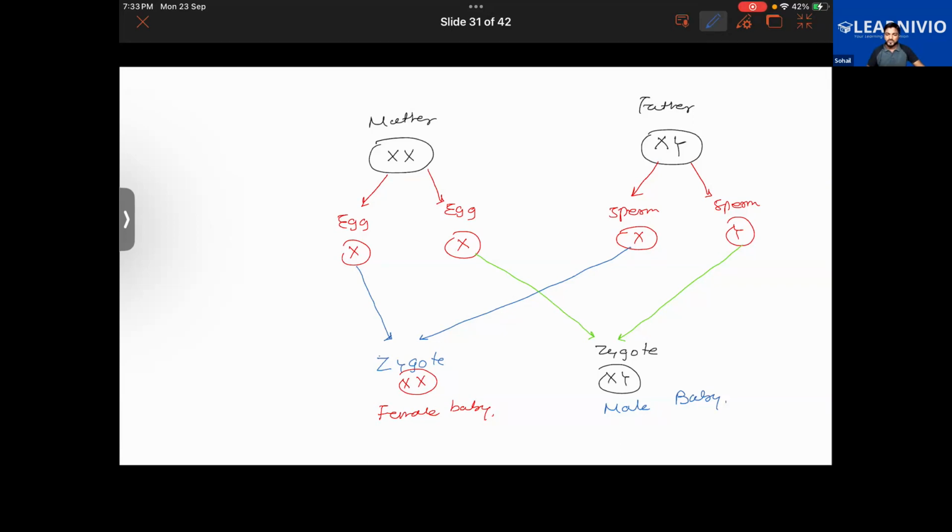So who is responsible for the gender of the child? You guys tell me. Isn't it the father? Yes, because the sperm of the father decides: if it's carrying an X chromosome, the baby is going to be a female. But if it's carrying a Y chromosome, the baby is going to be a male child.